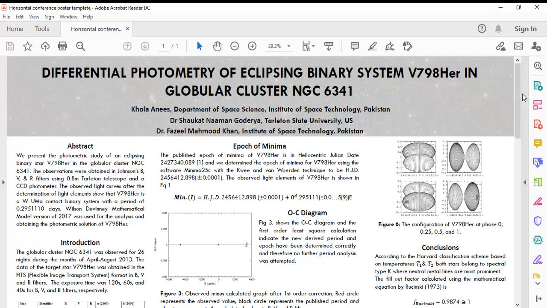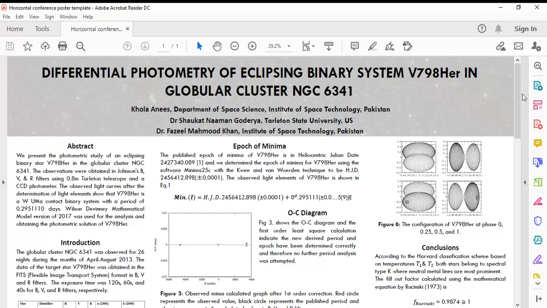Now to track the changes of observed minus calculated values, we plotted a graph of observed minus calculated values using least square calculations. It gives us a straight line which tells us that we have correctly determined the period and epoch using first order correction. If that is not the case, then we go for higher order corrections. After we find the correct period, then we determine if there is a period change from the previously published period.